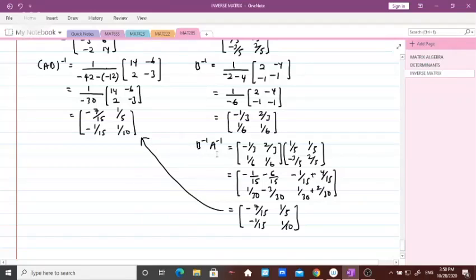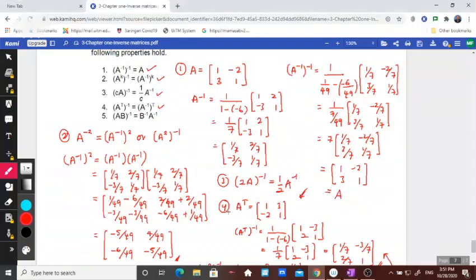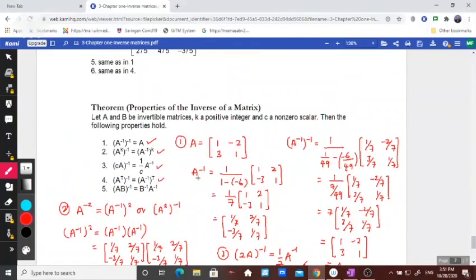Okay, but if we multiply inverse A and inverse B, we will get the wrong answer, since A times B is not equal to B times A. So inverse A times inverse B is not equal to inverse B times inverse A. But the inverse of AB is equal to inverse B times inverse A. So hopefully you understand all the properties of inverse here.